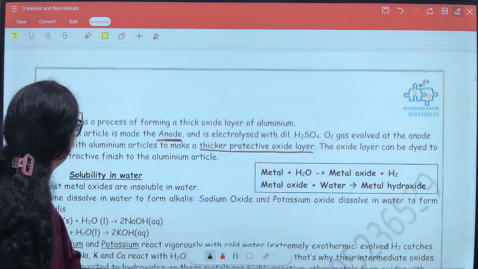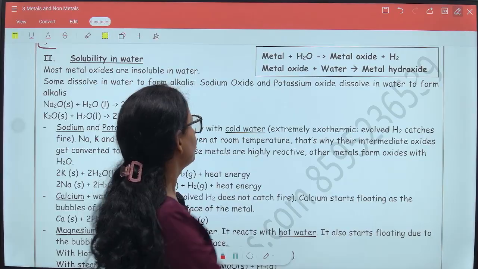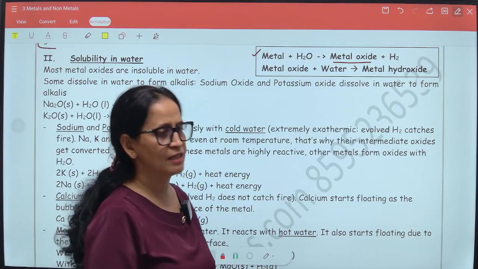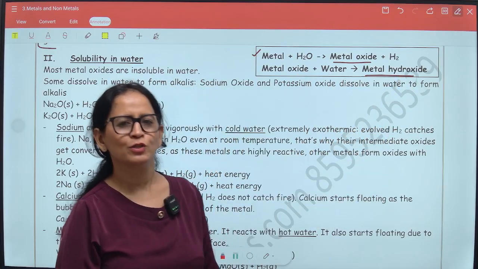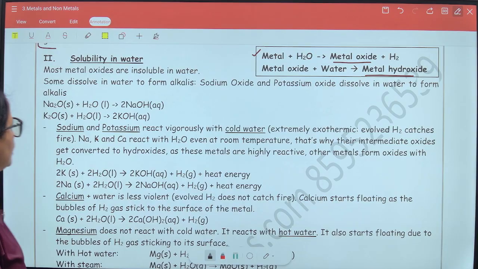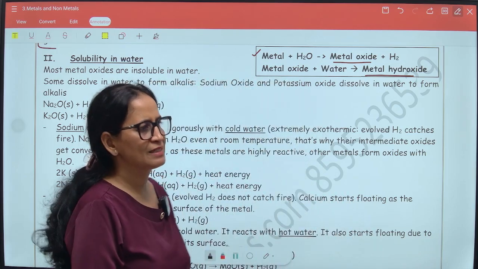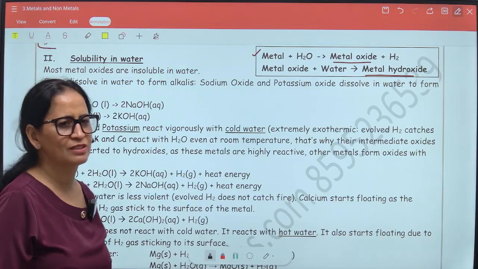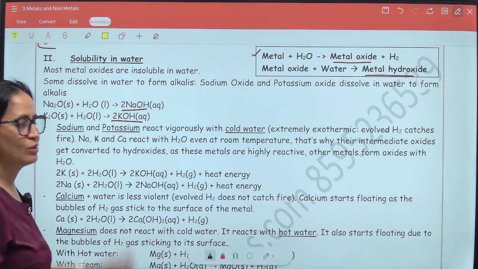The second property of metals is solubility in water. When we talk about solubility in water, all metals form their corresponding oxides, and the highly reactive metals, their oxides get converted to hydroxides. So for them, oxide is just an intermediate product and they get converted to metal hydroxides. Most metal oxides are insoluble in water. But there are certain oxides that are soluble in water, and they are called alkalis. For example, sodium and potassium oxide dissolve in water to form sodium hydroxide and potassium hydroxide. So these are called alkalis.